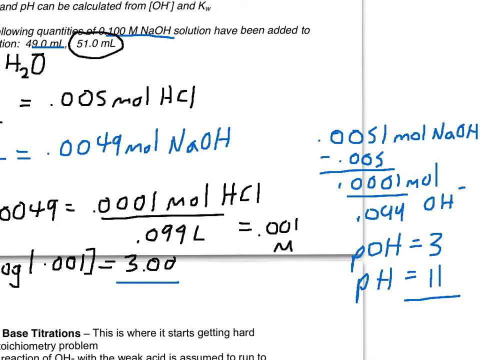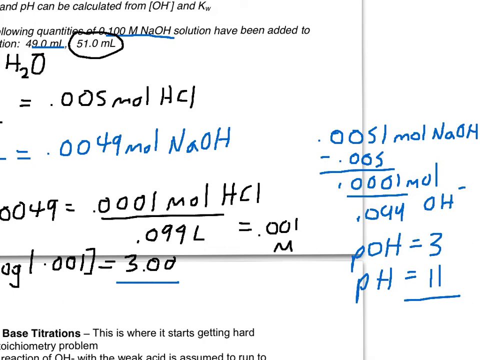If you add 0.0001 moles either direction, it's going to change it by the same amount either way. Just one goes one direction, one goes the other.